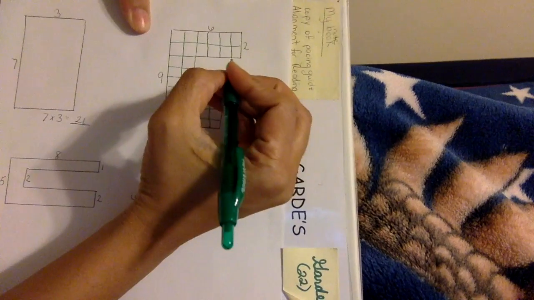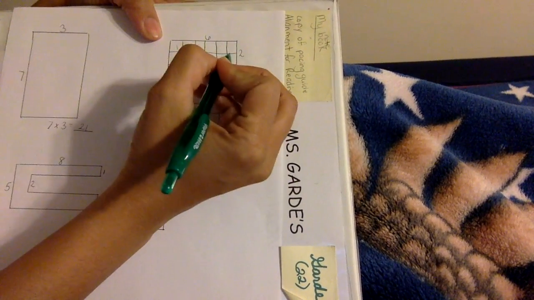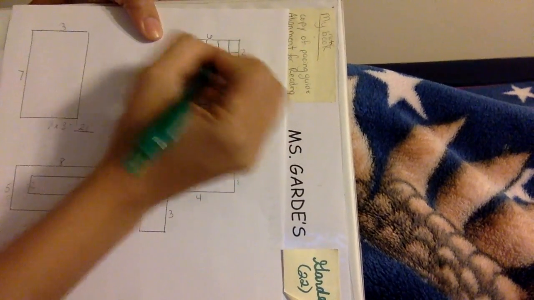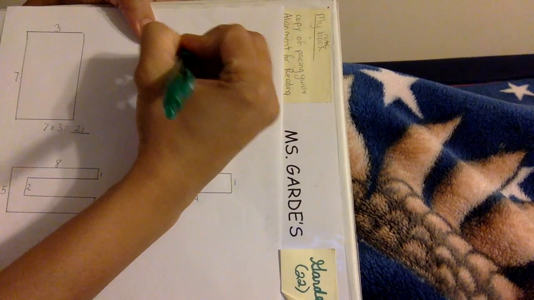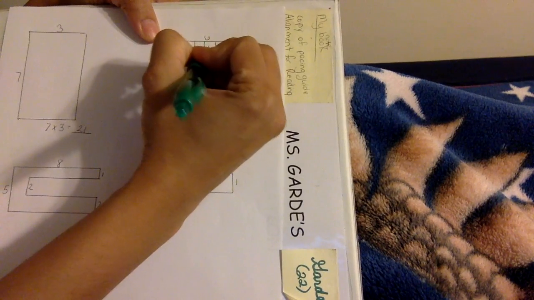And then I tell them just count the blocks and write your number inside. I try to teach them to go left to right. That way, they have some kind of order and they're not just skipping around, skipping blocks. So let's tell them, count the blocks and write the number in it.